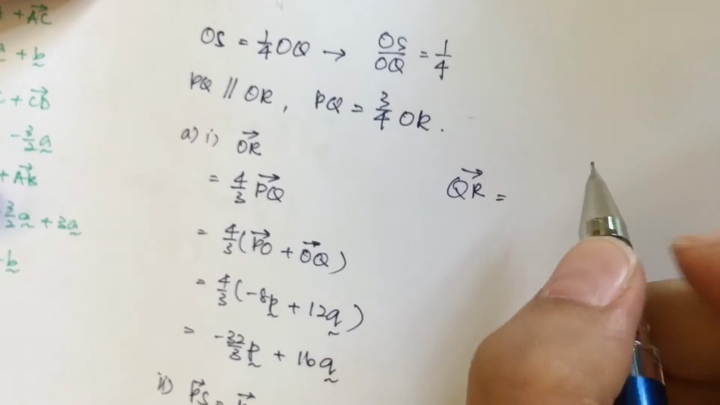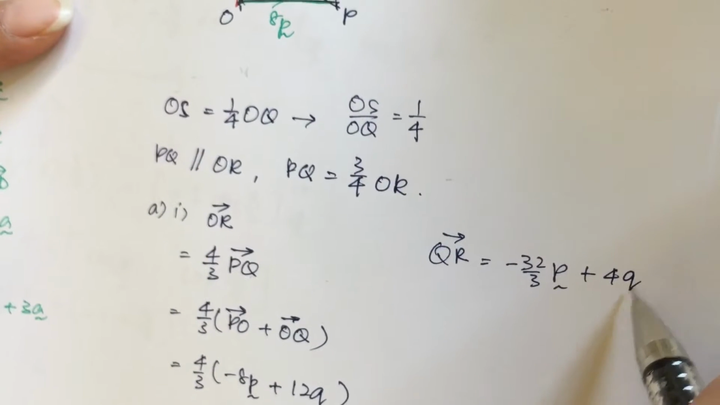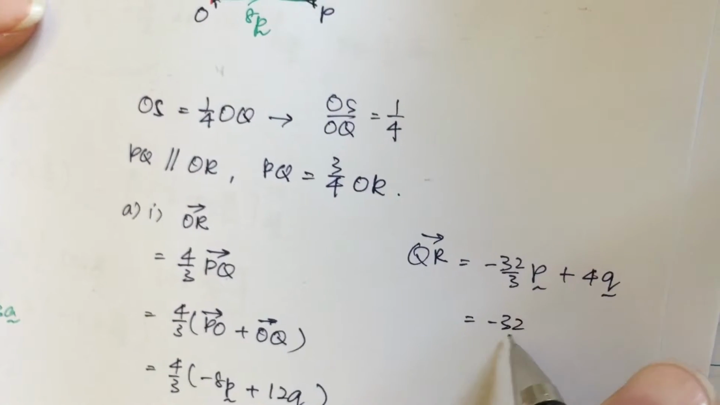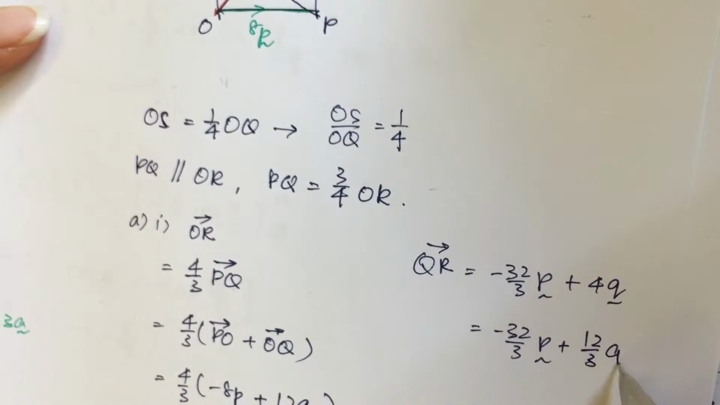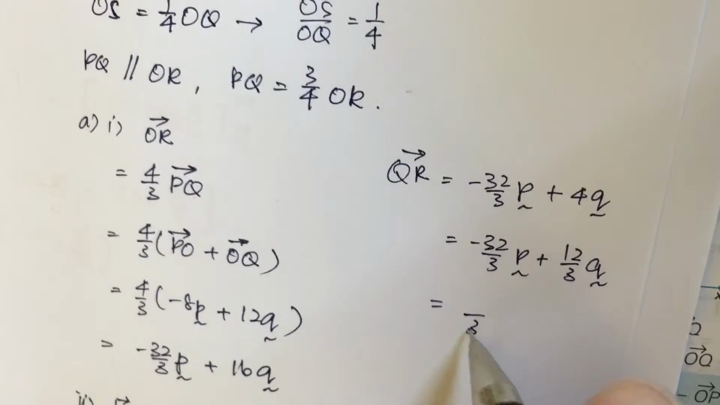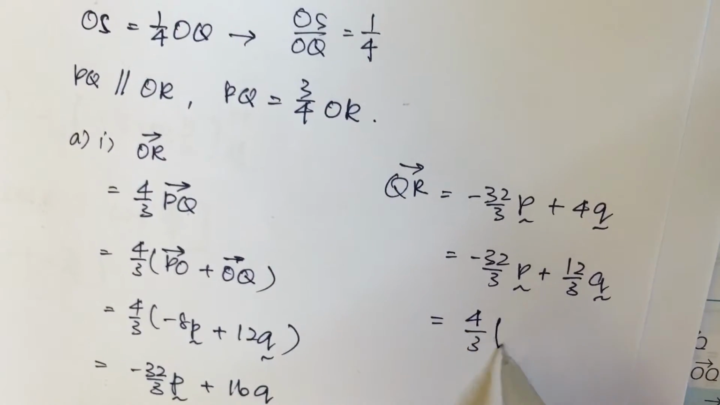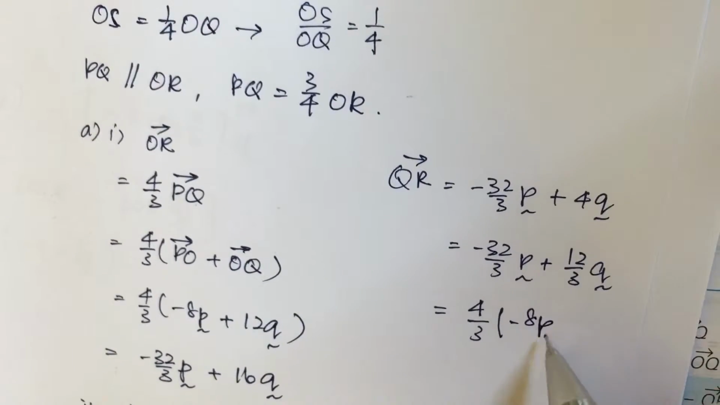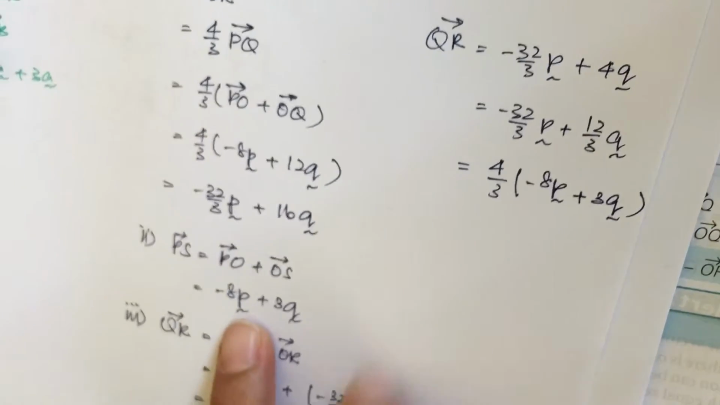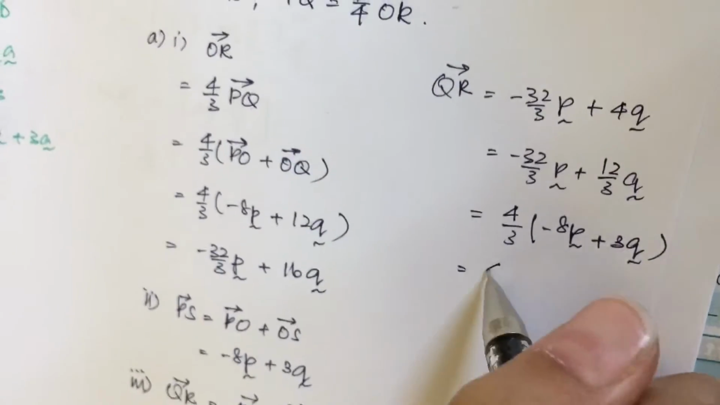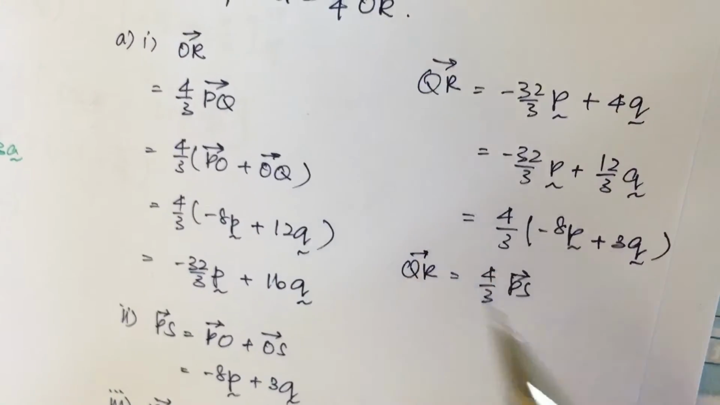I copy it down first. So I make the denominators the same, so I will get 12 over 3Q. And then I can factorize the over 3. And I can also take out the 4, right? So I get negative 8P plus 3Q. Oh yes, see? The same already. So it's 4 over 3 PS. So QR, you put the statement.